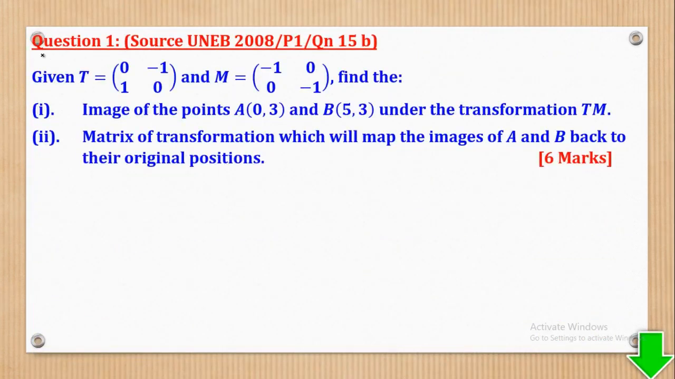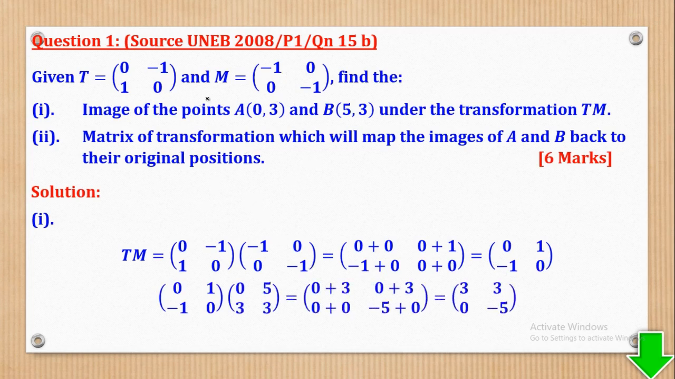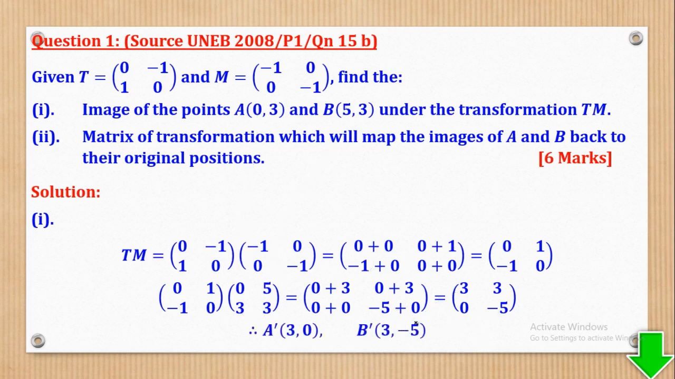So now let's go through these questions. Question 1 came from UNEB 2008, paper 1, question 15b, and says, given matrix T which is that, and matrix M which is that, find Roman 1, the image of points A which is this and B which is that under the transformation TM. So here they are giving us the order of the matrix multiplication. So TM is T multiplied by M in that order to come up with this matrix. Therefore, the final image will be that. So this is the object of A, object of B, and this will be the image of A, image of B. Therefore, write in coordinate form that A prime is that and B prime is that. So that was Roman 1.